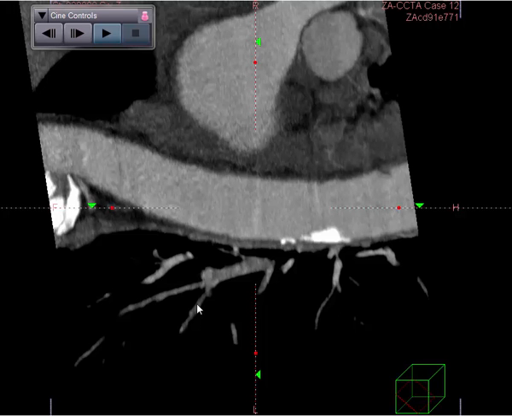So this patient has focal obstructive disease in the mid-LAD and a dilated left atrium, but would then need to go on for confirmation and cardiac catheterization and likely intervention with angioplasty and stent placement.